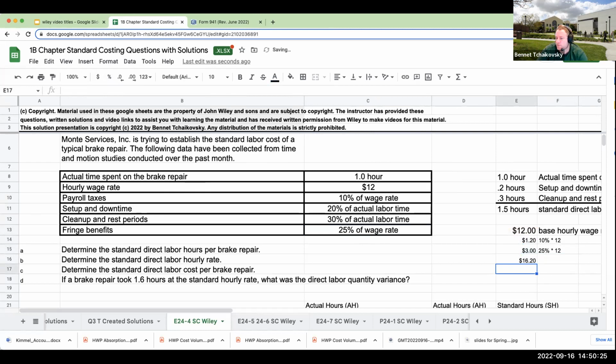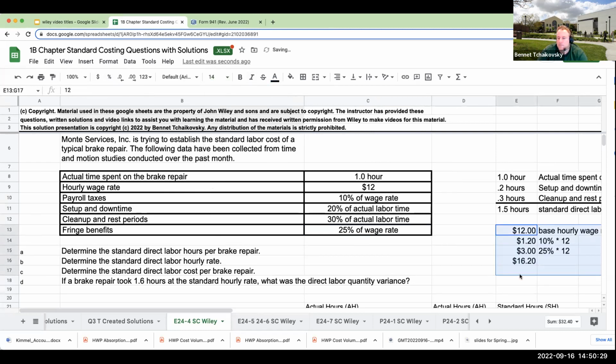So my total standard direct labor hourly rate is going to be $16.20. So for every hour that my employees are spending, it's going to cost me $16.20 an hour. I might only be paying my employees 12, but this is what it's actually costing me.